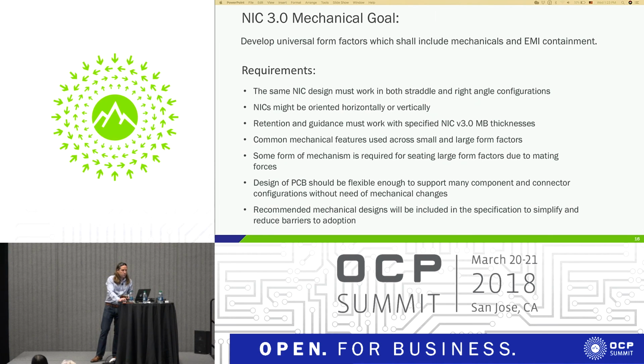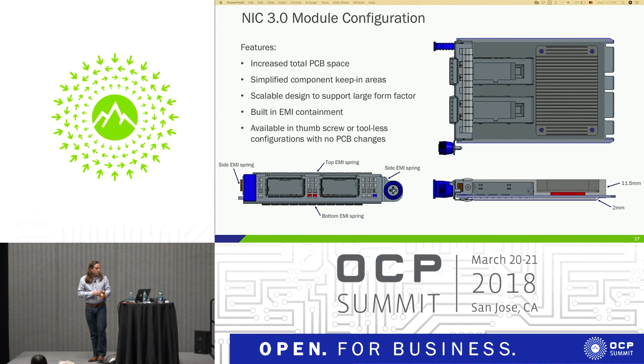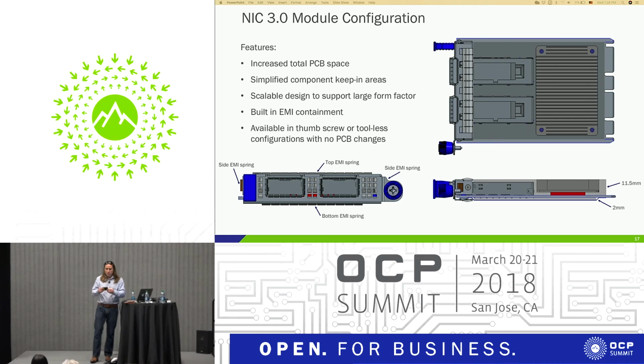So let's move on to kind of the overall configuration. I've already touched on some of these, obviously. So this does have increased PCB space over the 2.0. It has really simplified component keep-out areas. So on the top, we have an 11.5 millimeter height, and it's basically a rectangular keep-out box on the top. On the bottom, it's a little more complex because we have this insulator on the bottom, but we have 2 millimeters of total height on the bottom. And thanks to the NIC manufacturers, they enabled us to go to those very low heights that the system vendors had wanted.